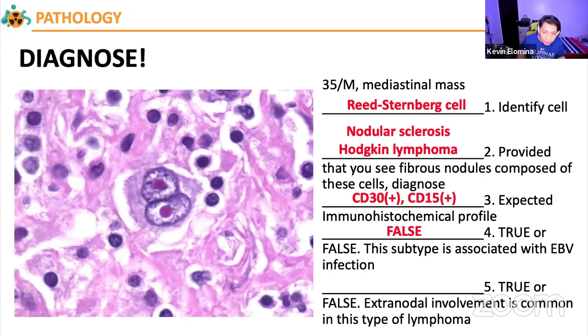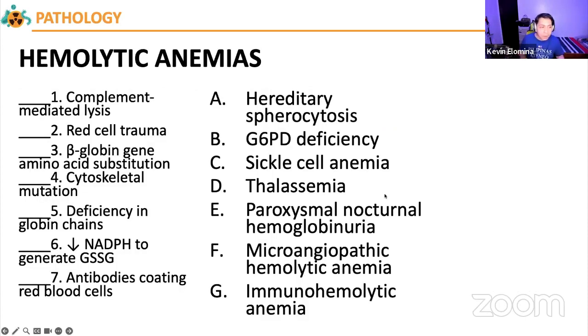Okay? So, false. Now, true or false, extranodal involvement is common in this type of lymphoma? No, false. Because your Hodgkin lymphoma is primarily a nodal disease. So usually kung saan may lymph nodes, doon siya lilitaw. No? Pag meron kang lymphoma in an extranodal site, non-Hodgkin yun, malamang-lamang. Okay? Now let's go to hemolytic anemias. So alin dyan ang may complement-mediated lysis? No? That's your paroxysmal nocturnal hemoglobinuria.